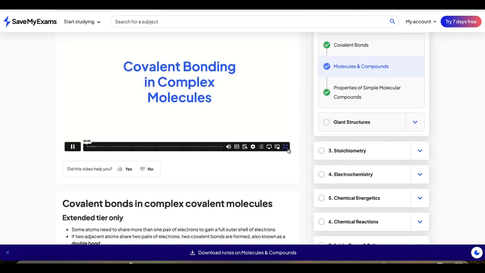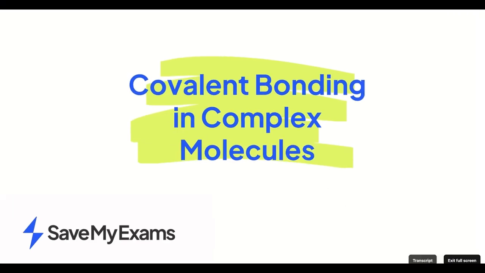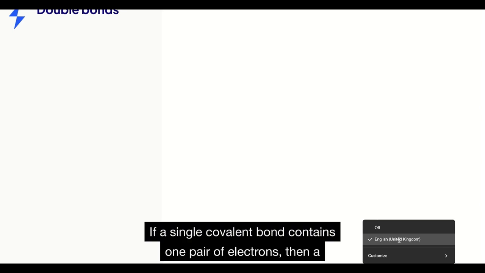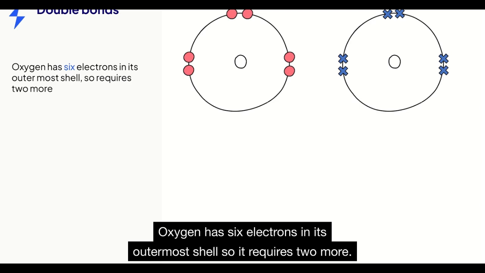In this video, we will be looking at covalent bonding in complex molecules. If a single covalent bond contains 1 pair of electrons, then a double bond must contain 2. An oxygen molecule contains a double bond. Oxygen has 6 electrons in its outermost shell, so it requires 2 more.